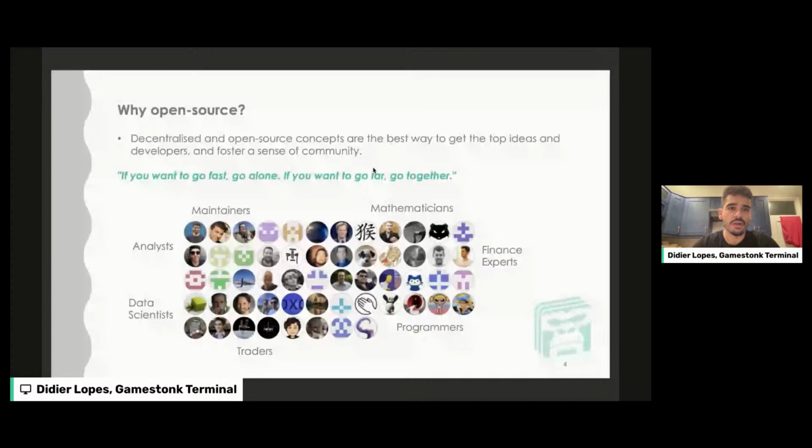And why open source? Open source, as you know, is decentralized, and open source concepts are the best way to get the top ideas and developers and foster a sense of community. So this quote here: if you want to go fast, go alone. If you want to go far, go together. The first part explains why I was using a private repository from December to end of February, just because I wanted to have an MVP version fast with my kind of vision of what the terminal would be. But then I knew that there was no way that I can carry on this vision on my own, and I need more people that are experts in their field and can shine where I don't have as much experience. This is what we have right now.